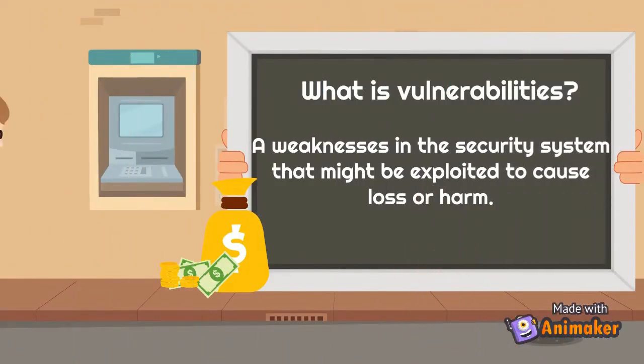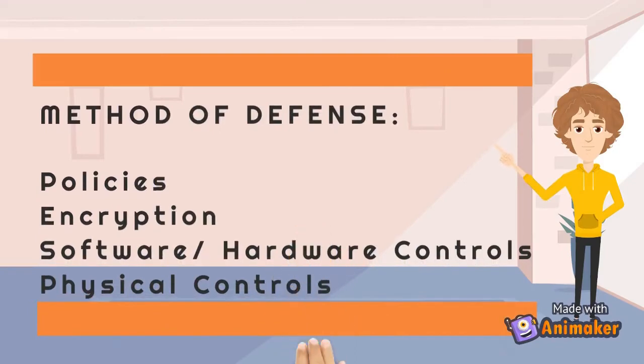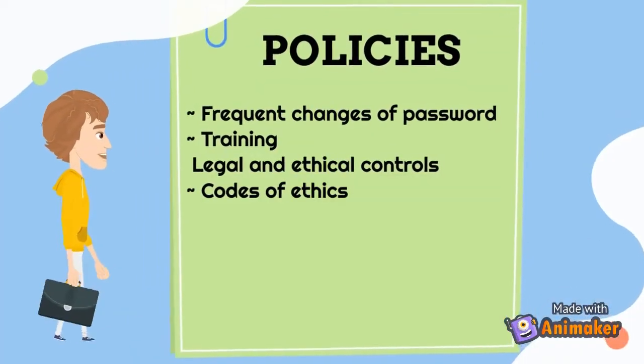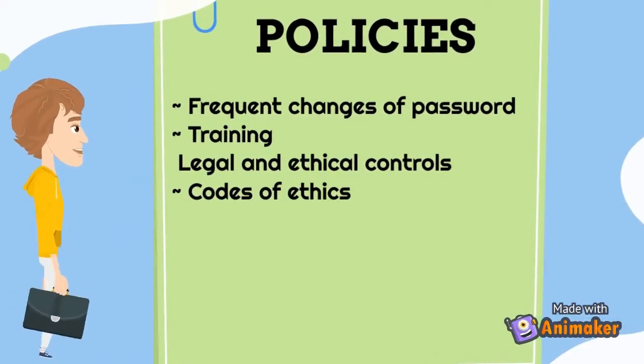Next is vulnerabilities. Vulnerabilities are weaknesses in the security system that might be exploited to cause loss or harm. There are methods of defense: policies, encryption, software or hardware controls, and physical controls. Policies involve frequent changes of password and training. The legal and ethical controls are like codes of ethics.